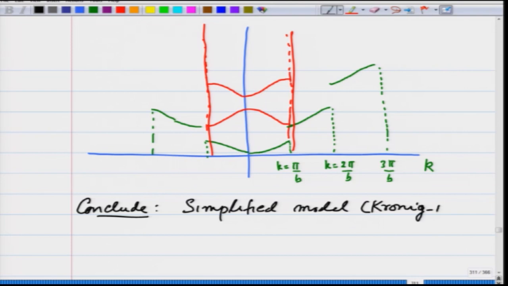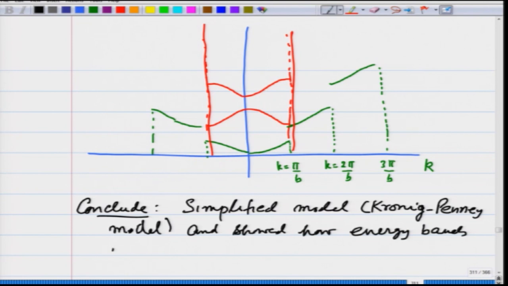model and showed how energy bands and energy gaps arise in a periodic potential. Thank you.